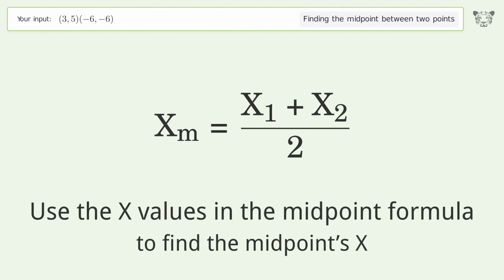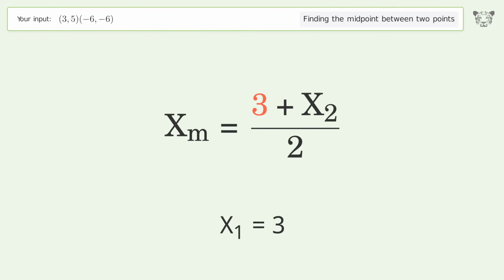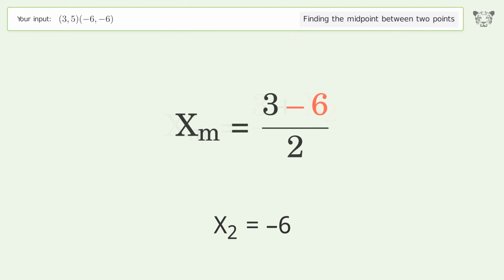Use the x values in the midpoint formula to find the midpoints x. x1 equals 3. x2 equals -6. Simplify the arithmetic.